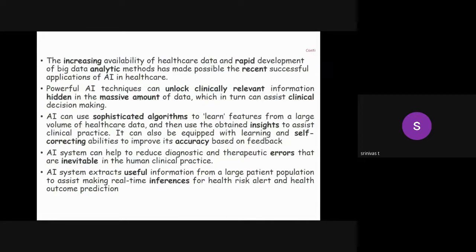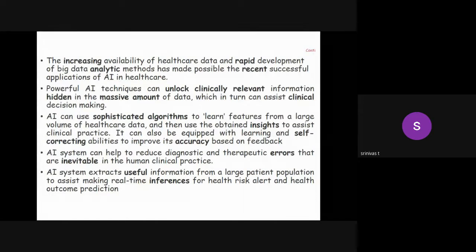Next slide, Dr. Poonam. The increasing availability of healthcare data and rapid development of big data analytics methods have made possible the recent successful application of AI in healthcare. The major reasons, as I already told, are rapid developments and vast data. Powerful AI techniques can unlock clinically relevant information hidden in the massive amount of data. With vast data you can get better conclusions, which in turn can assist clinical decision making. Ultimately, it gives efficient decisions, efficient support, and suggestions can be given to the doctors.